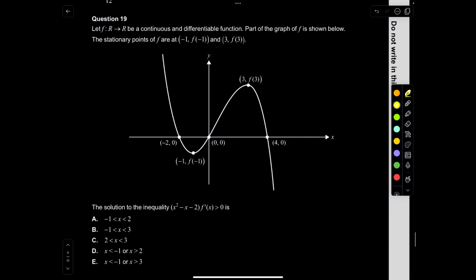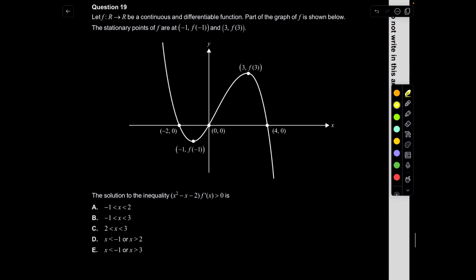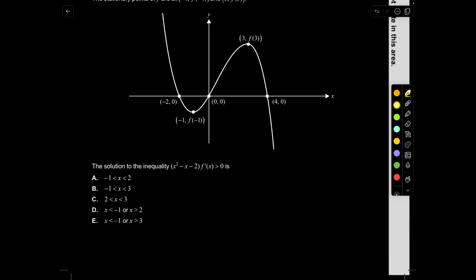What about 19? Let f be a continuous and differentiable function on the reals. Part of the graph of f of x is shown below. The stationary points of f of x are this and that. Okay, so we're given it here. The solutions to the inequality f dash of x is greater than 0 are what?